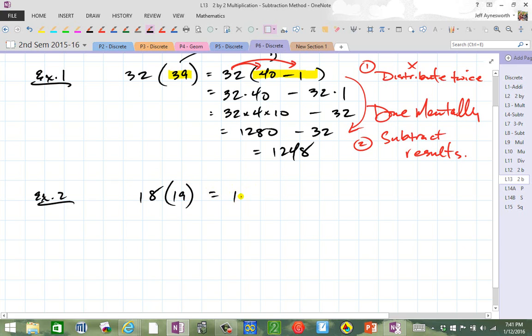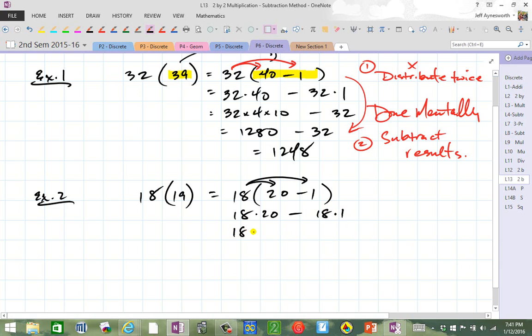Okay, so that's 18 times what? Well, 19 is close to 20, so write it as 20 minus 1, or think it. This is what you do in your head. Now, when you distribute twice, you multiply in your mind, right? 2 times 18 is 36, because 2 times... well, let me write it out. 18 times 20 minus 18 times 1.